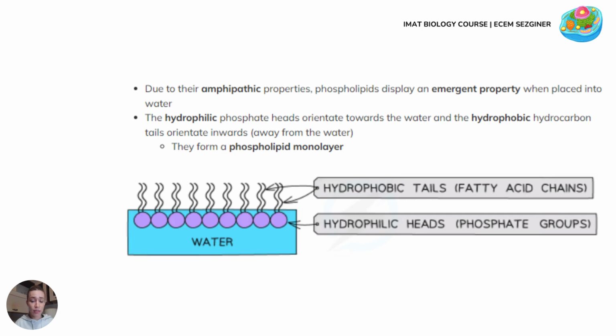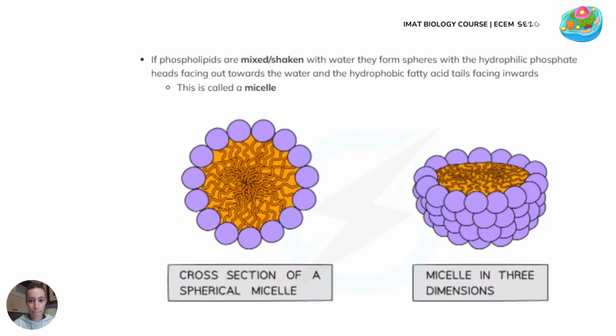If we put them inside an oil, the tails will stick to the oil part, and the heads are going to avoid the oil part. This is not entirely a plasma membrane structure, but hypothetically or experimentally, we are talking about what would happen if they were shaken with water, and how they would change their direction.